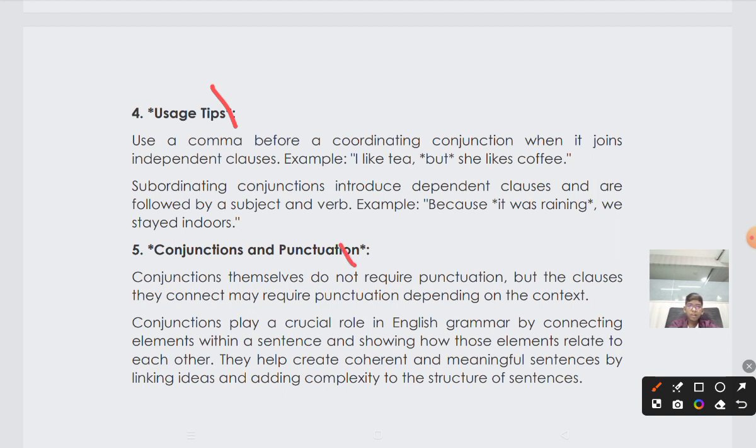So next comes conjunctions and punctuation. Conjunctions themselves do not require punctuation, but the clauses they connect may require punctuation depending on the context. Conjunctions play a crucial role in English grammar by connecting elements within a sentence and showing how those elements relate to each other. They help create coherent and meaningful sentences by linking ideas and adding complexity to the structure of sentences.